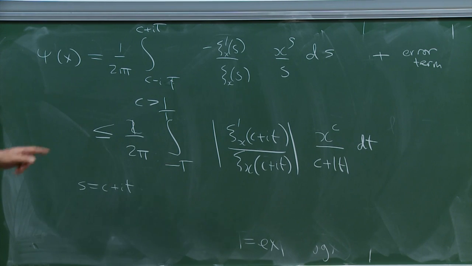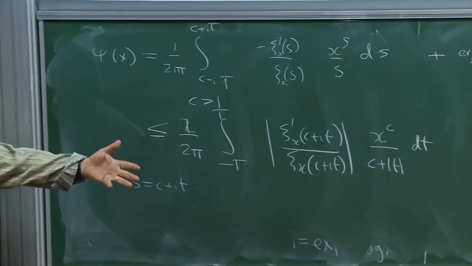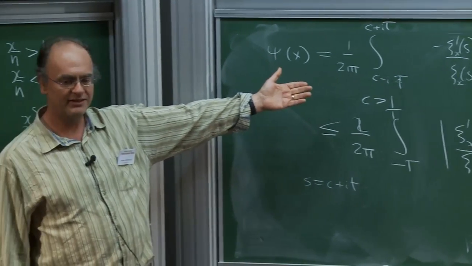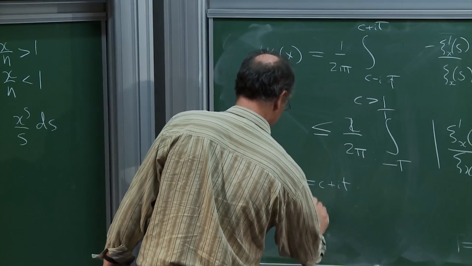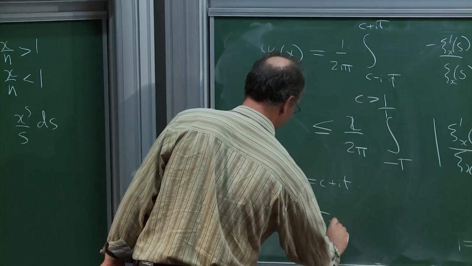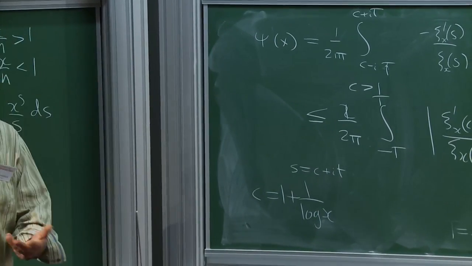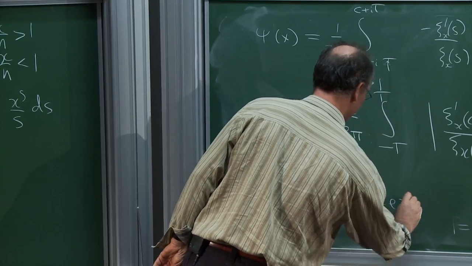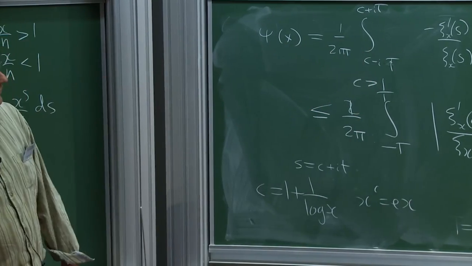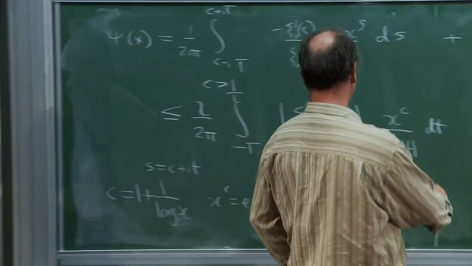So the x to the c is a little bit of a worry, because we know that the right size of this is about x, right? So the x to the c is a bit of a worry. So let's, as is typical in these contours, just pick c a tiny bit bigger than 1. So that x to the c is conveniently some well-known constant times x. Okay, so this is less than, less than.